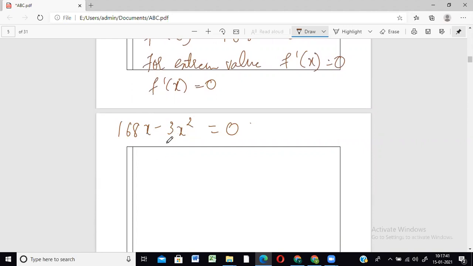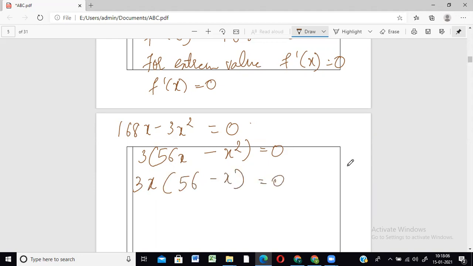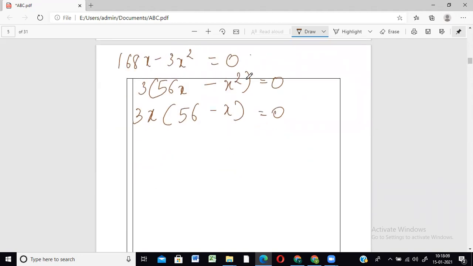Like the earlier sum where we had 9 common throughout, here we can have 3 common, right? When I take 3 common, what will we get? 3 times 56 is 168, so 56x minus x square. But here we also get x common, right? So let us take x also common: 3x into (56 minus x), which is equal to 0. Like initially, you had the number 9 into that bracket, which is equal to 0.